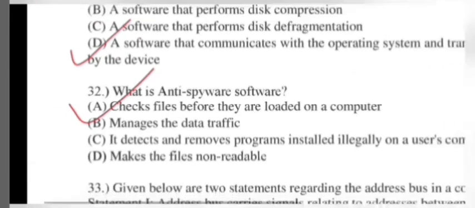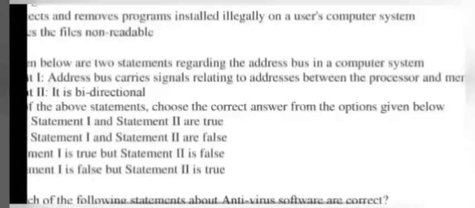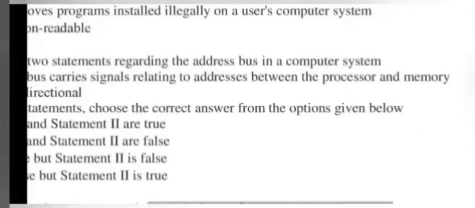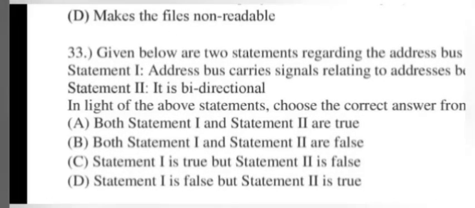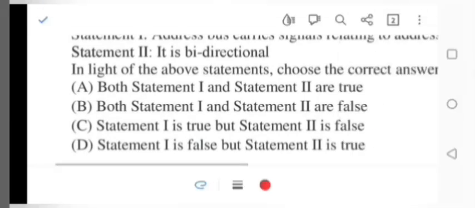32 is finished. 33 says given below two statements regarding the address bus in a computer system. 1 says address bus carries signals relating to addresses between the processor and memory. Statement 2 says it is bidirectional. What will be correct? These are the options for you. 1 is true but 2 is false.